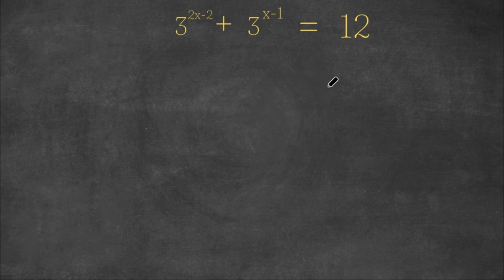In today's video, I'm going to be showing you guys how to solve this exponential equation. So we have 3 to the power of 2x minus 2 plus 3 to the power of x minus 1 equals 12. And what we're first going to do is simplify this left-hand side.